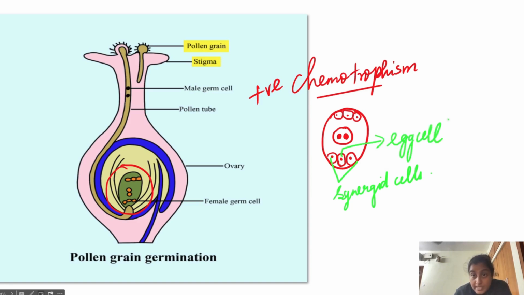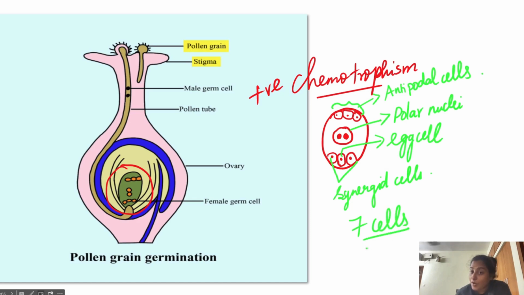Okay. Inside every ovule, I'm saying, this is how it will be. And this cell is called the polar nuclei. Polar nuclei, it's a single cell with 2 nuclei. And these cells, we call them antipodal cells. Okay. So basically, how many cells? 7 cells. But how many nuclei? 8 nuclei. Because one cell at the center is having 2 nuclei. Right? So this is how it looks inside the ovule.